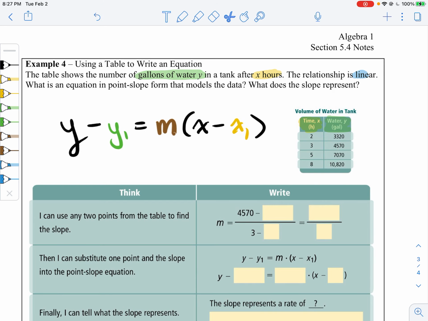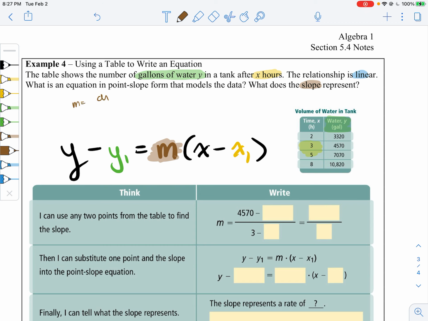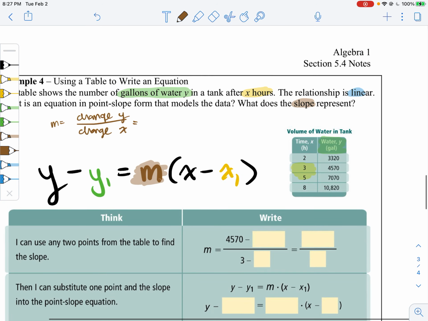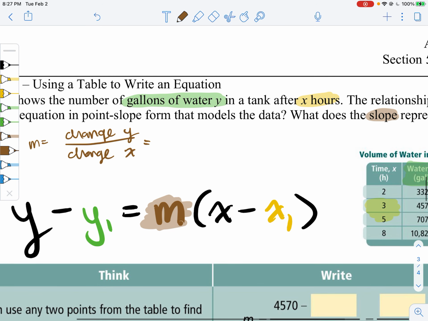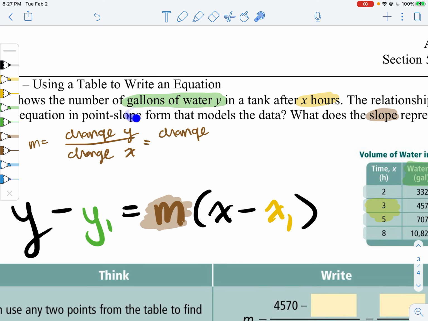Remember, your point slope form is y minus y1 equals m times x minus x1. What does our slope represent? Remember from the very first time we talked about slope? Slope represents the change in y over the change in x. So in this case, what does y represent? Y is the gallons of water.